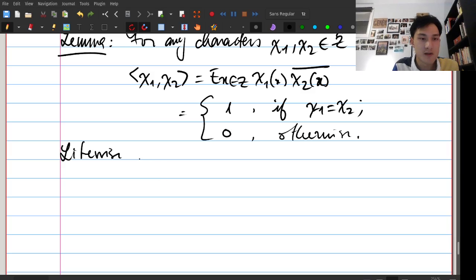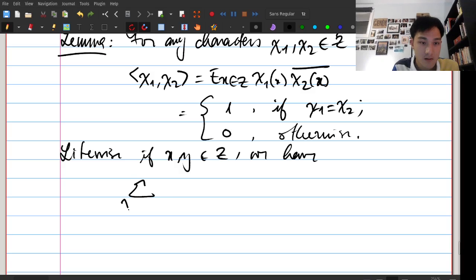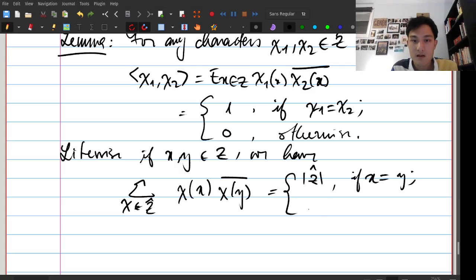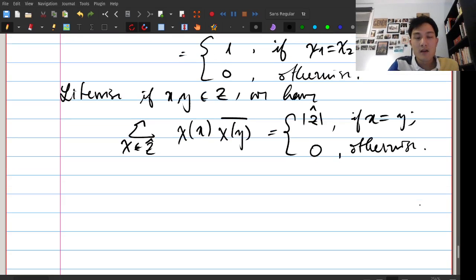Okay, and likewise, if these aren't characters, but if x and y are in Z, we have this sum over chi in Z hat of chi(x) times the conjugate of chi(y). This is equal to, well, it's not an average this time, it's an actual, bona fide sum, the size of Z hat if x equals y and 0 otherwise. We'll talk about what this means later. Let's just prove it for now.